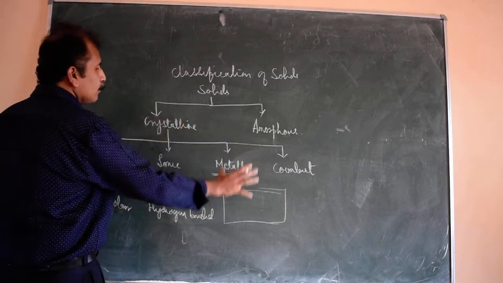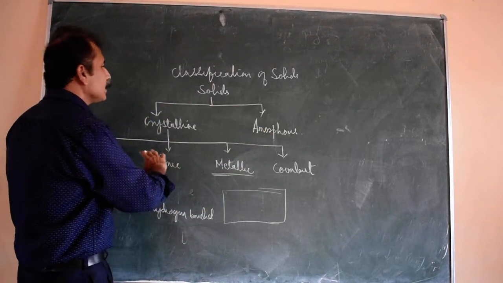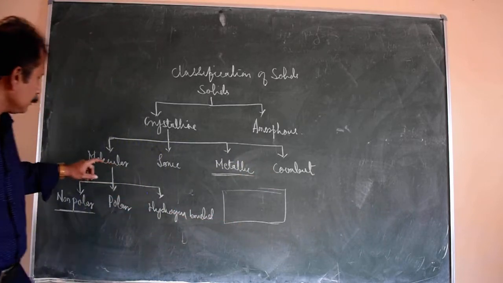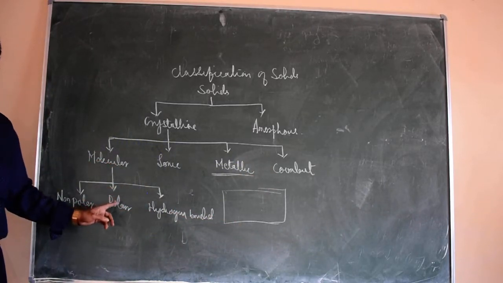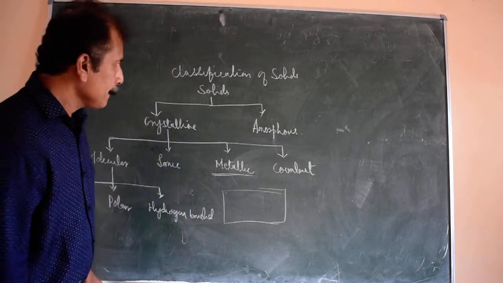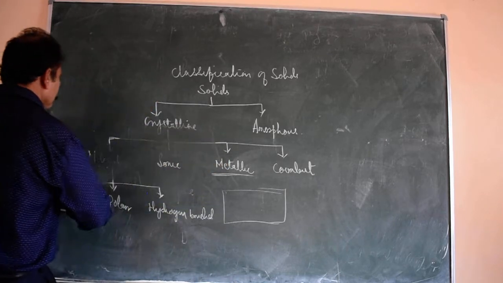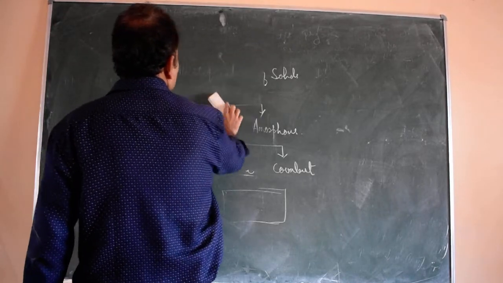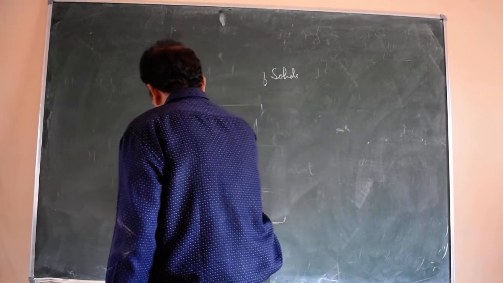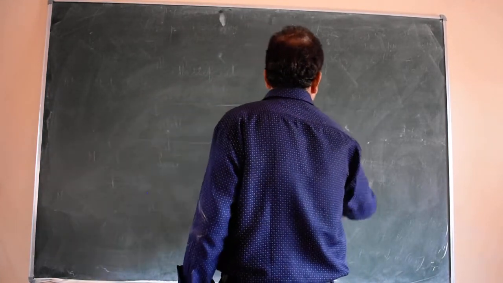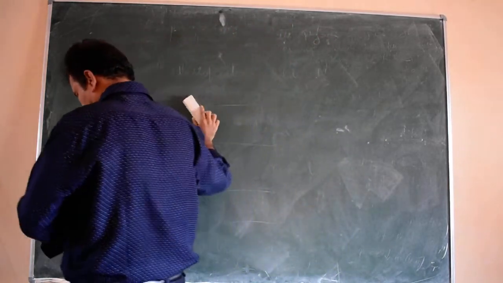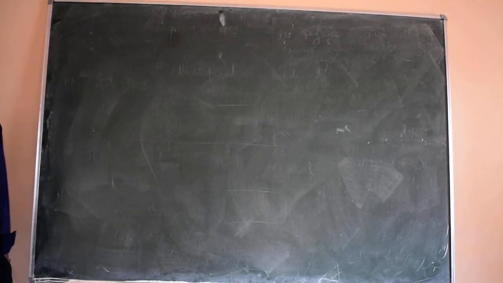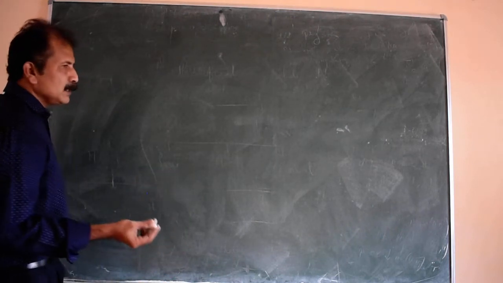Okay, so first I have put together everything in one. So solids are divided into crystalline and amorphous, and crystalline are further divided into four: molecular, ionic, metallic, covalent. Then molecular are further divided into three: non-polar, polar, and hydrogen bonded. So this is with respect to classification. Okay. So after the classification of solids, you have to come to the structure of a solid.